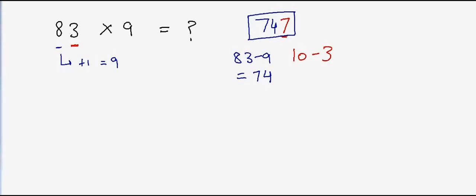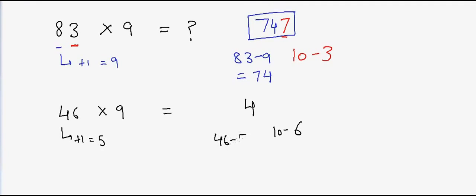Let me try it again. If I have 46 and I want to multiply this by 9, in that case, 10 minus 6 will be equal to 4, and then 4 plus 1 is equal to 5. So 46 minus 5 is 41. So the answer is 414.